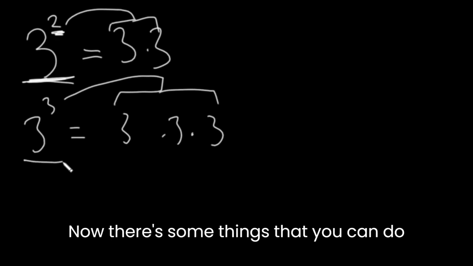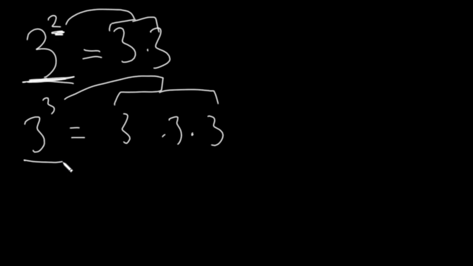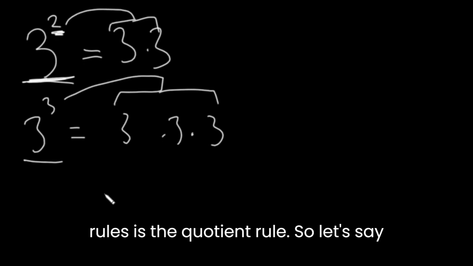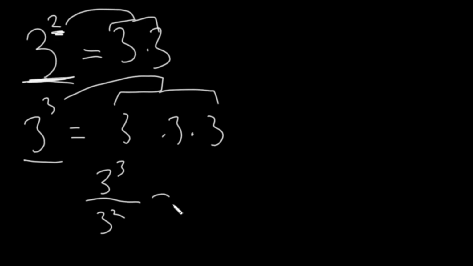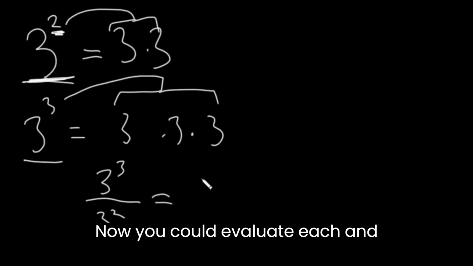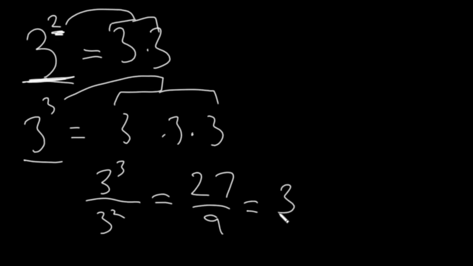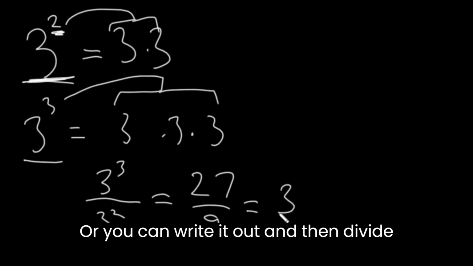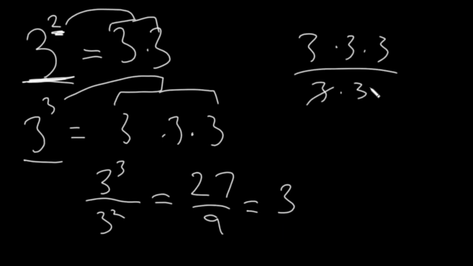Now, there's some things that you can do with exponents. There's some rules, basically. One of the rules is the quotient rule. So let's say we have 3 cubed divided by 3 squared. Now, you could evaluate each and then divide it, so that would be 27 divided by 9, which is 3. Or you can write it out and then divide it, so that would be 3 times 3 times 3, divided by 3 times 3.